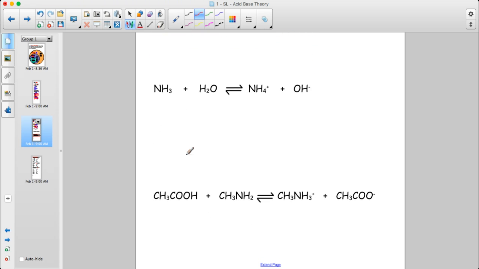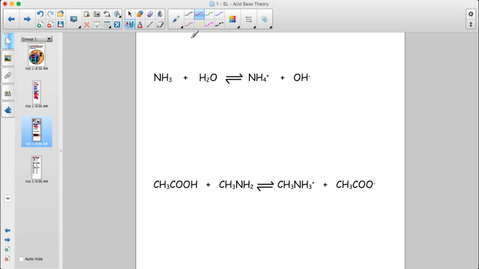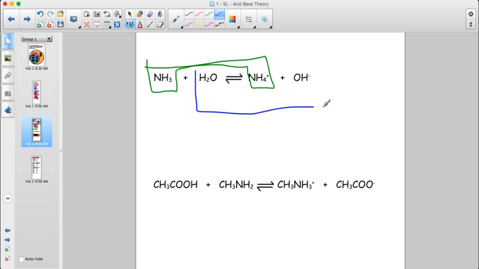So let's look at the third one here. I'll identify one of them in green. One way to find them is to look for the two things that are different by just a proton. Okay, so NH3, NH4+, that is a Bronsted Lowry conjugate acid-base pair. The other conjugate acid-base pair is this one. They also differ by just one proton.